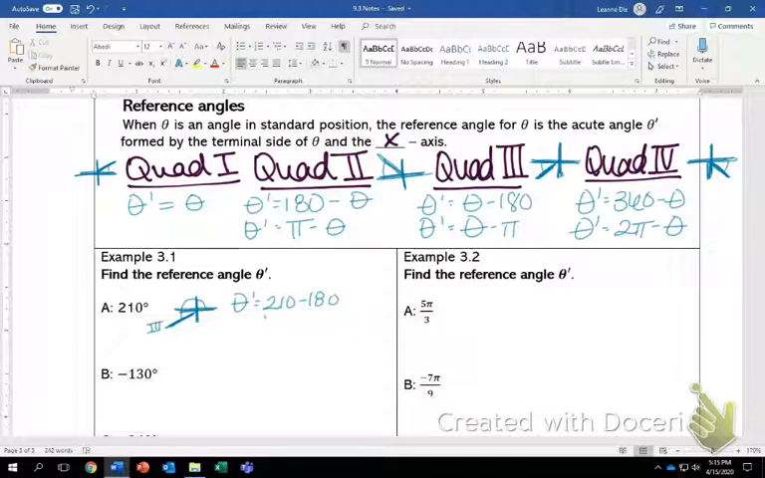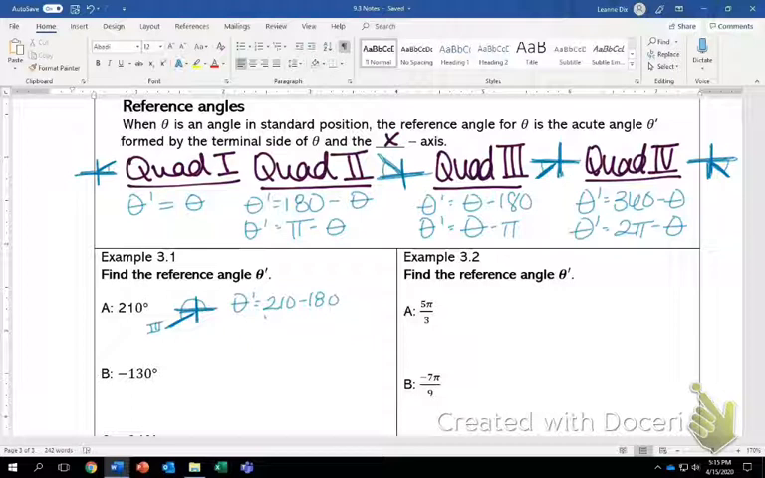Sorry, quadrant 3, my bad. All right, not quadrant 2, quadrant 3. So that's the idea, all right? We're just asking ourselves, how much did we go over by, or how far do we have to go to get back to the 180 or 360 line?